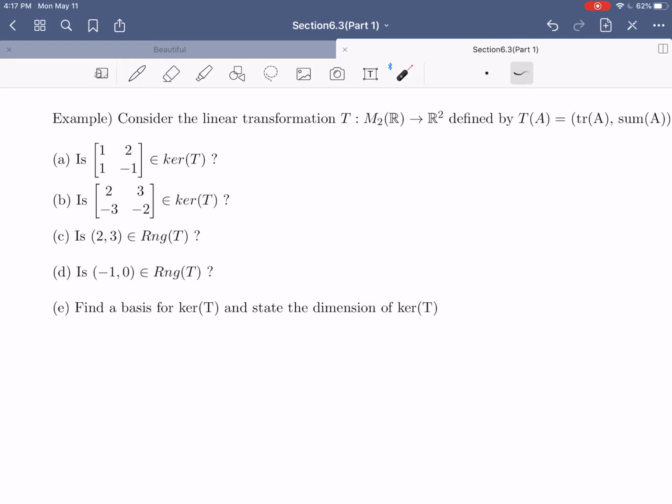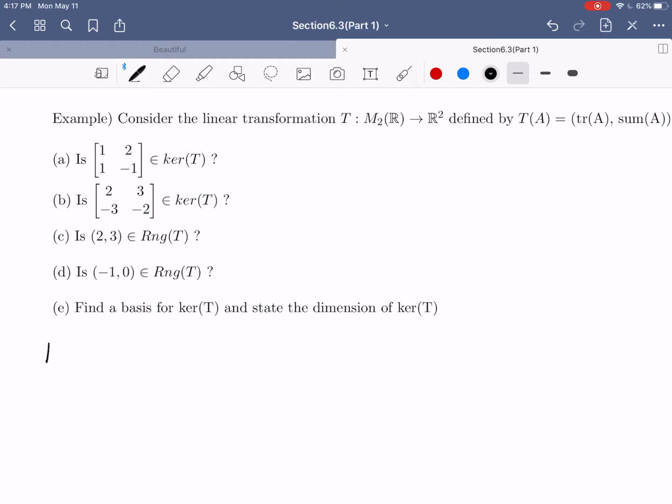So how do we figure out if something is an element of the kernel? Well, obviously, if we skipped ahead and did E, and figured out the basis for the kernel, then this guy would be in the kernel if he could be built out of a linear combination of elements of the basis of the kernel. But that's getting ahead of ourselves, so let's just try to do it directly.